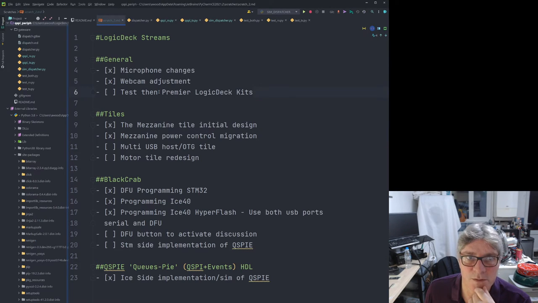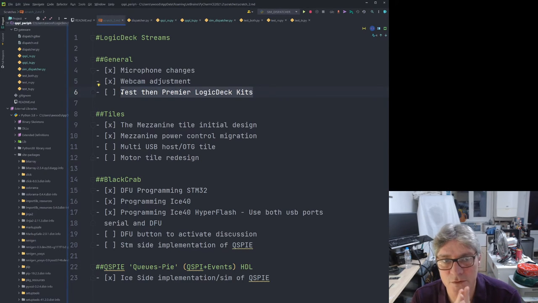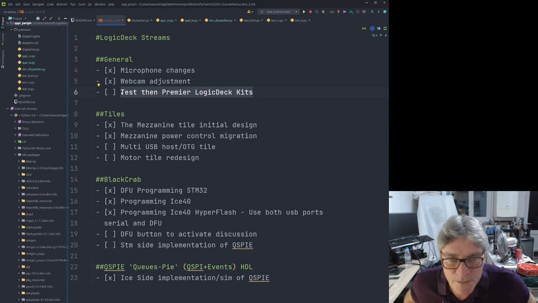Let me just do this one briefly, because this is quite important. So my plan is to build a number of test units. That's why I want to get the PCB design off this week. I'm making several, at least three, maybe four, test kits, which will consist of the logic deck itself and a mezzanine card. There may be a couple of tiles as well. I'm still deciding what's going to be in that test kit.